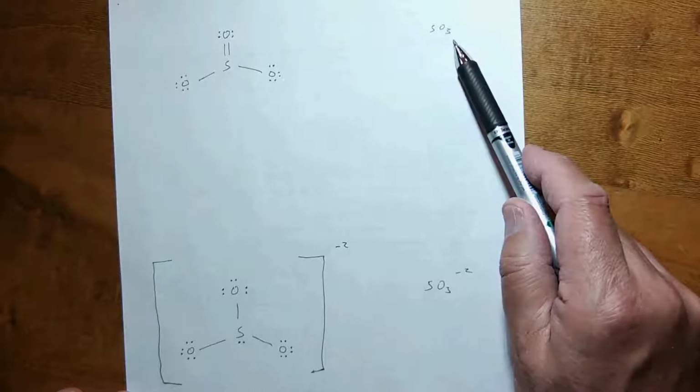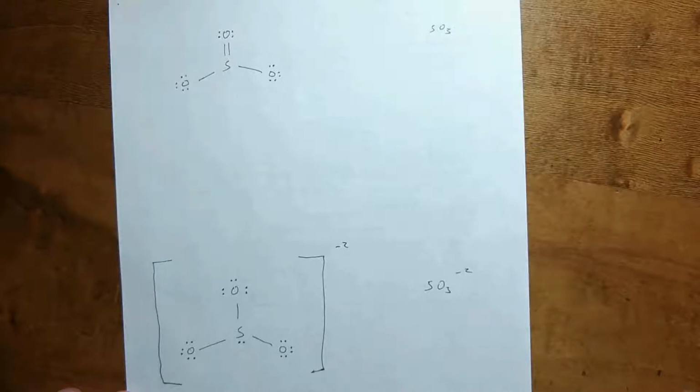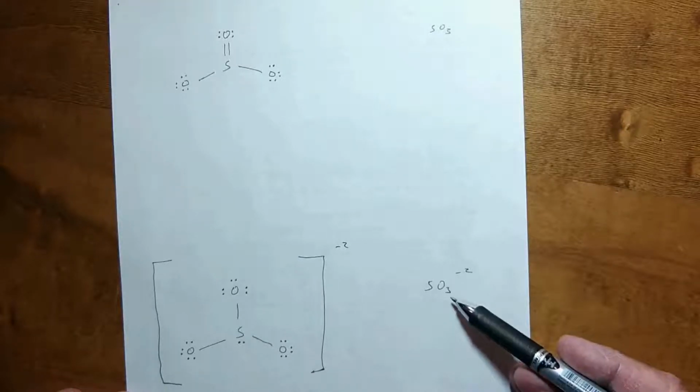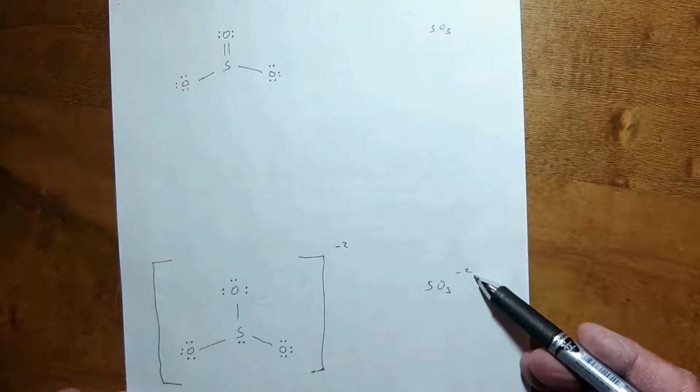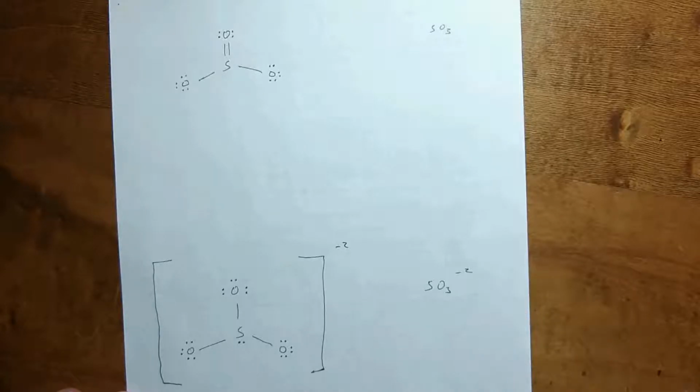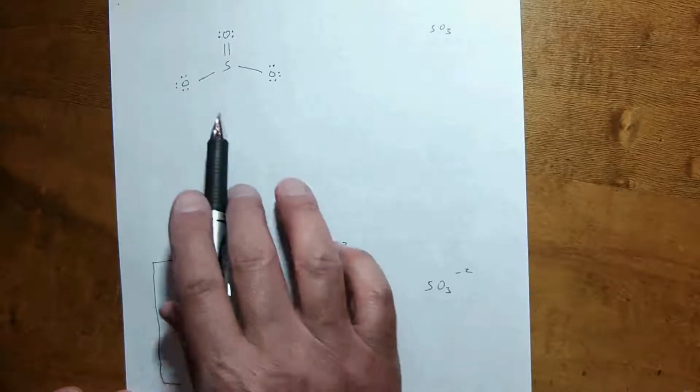1 sulfur, 3 oxygen atoms. 1 sulfur, 3 oxygen atoms. But they're not the same chemical species. What's the difference? Oh, in this arrangement there's 2 extra electrons. Those 2 extra electrons explain the -2 charge. So I've gone ahead and I've drawn the correct Lewis structures for you. The Lewis structure of sulfur trioxide is this.